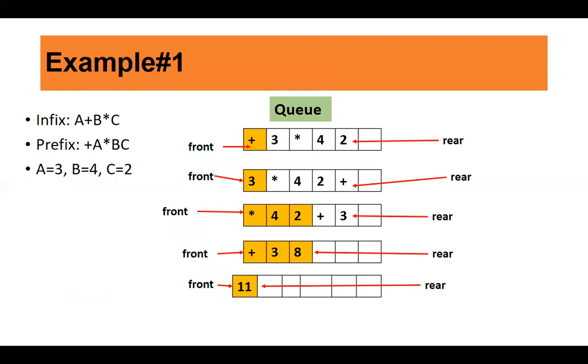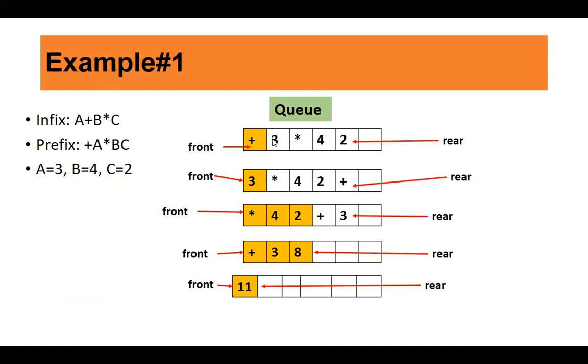This is the infix expression A plus B into C, the prefix form is plus A star B C, and these are the values we are substituting for these variables. As I said, you are using queue data structure here. This is front, this is rear. Now the first thing you read is an operator. It is not followed by two operands. So you delete it from front and insert it at rear.